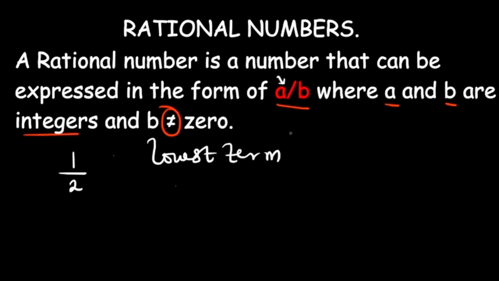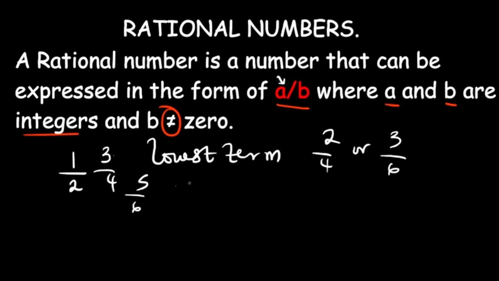Now, when you see a fraction like 2 over 4, or let's say 3 over 6, these two fractions are not in their lowest term because 2 can divide itself and 4, 2 can also divide 4. So it's not in its lowest term. But 1 over 2, 3 over 4, or let's say 5 over 6, these are fractions in their lowest term. So if you want to prove that a number is truly rational, then you must be able to express that number in the form of a fraction in its lowest term. That is what it means.